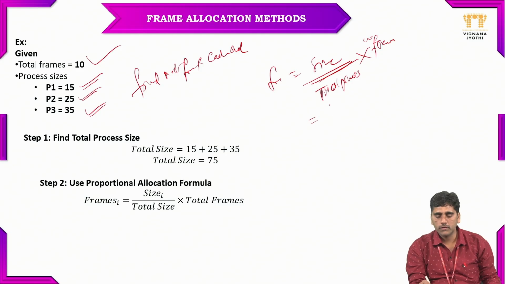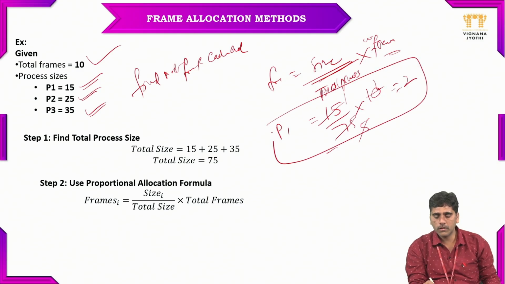Now see here, for P1, the size is 15 divided by the total size. The total size is 35 plus 25 plus 15, that is 75, into frames. The total number of frames is 10. So 15 into 5, 75, and 5 into 2. So for P1, 2 frames are allocated. So this is the formula: frames equals size by total size into total frames. So P1 is allocated only 2 frames.